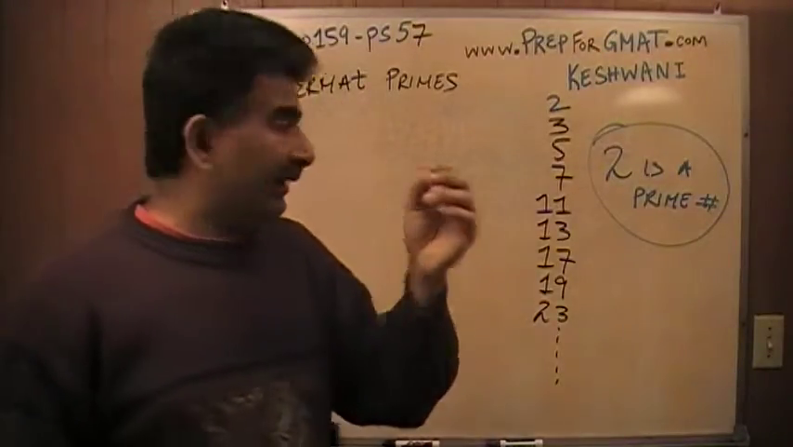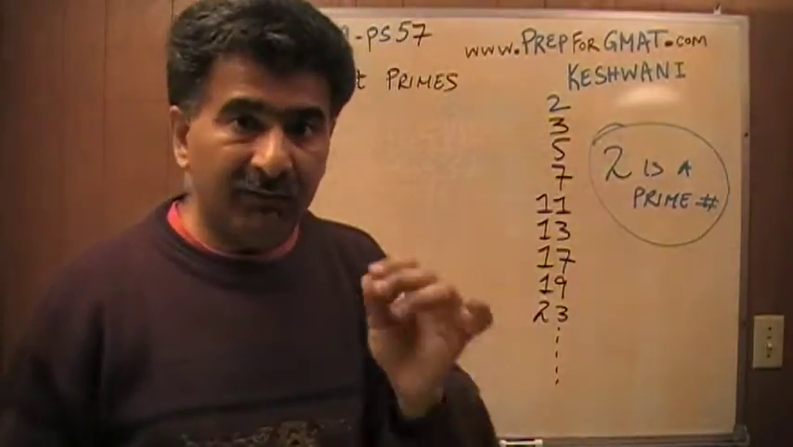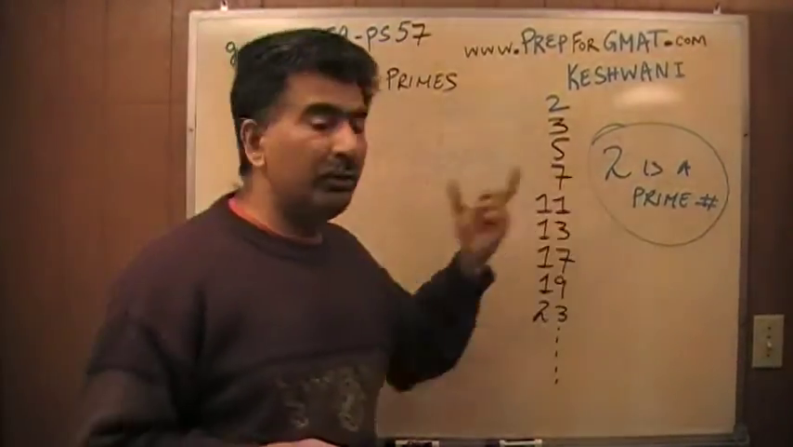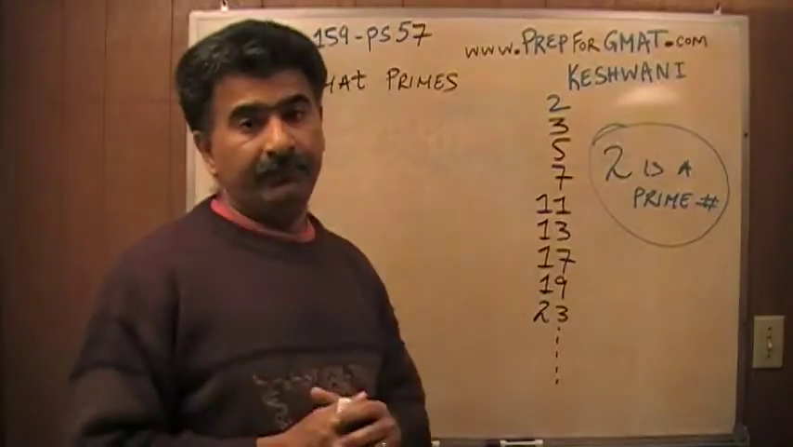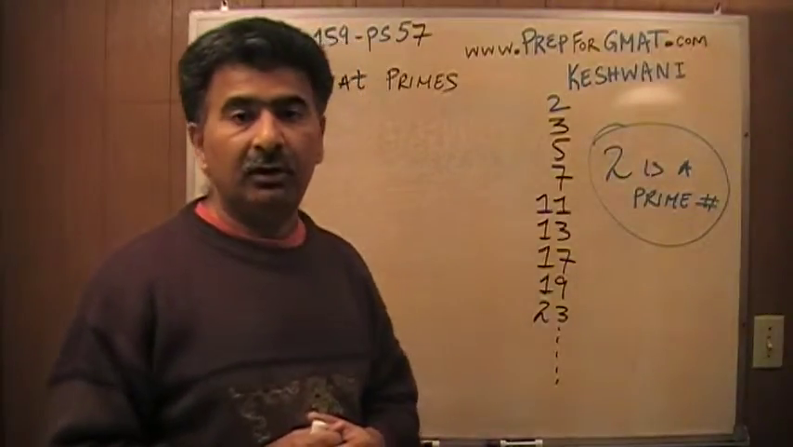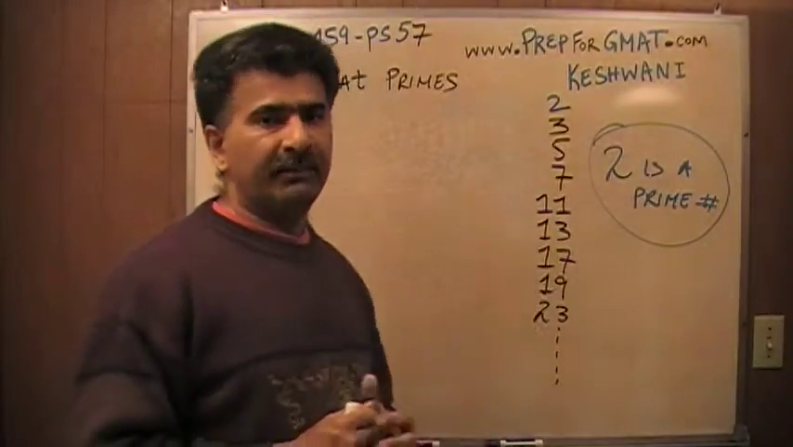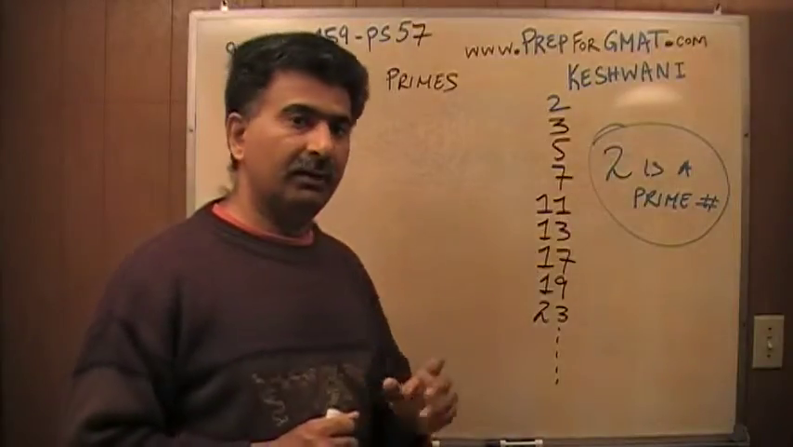The condition is that this number has to be divisible only by itself and 1. Of course, the only numbers that you can divide 2 by are itself and 1. So it meets the qualification. It meets the requirement to be a prime number. So therefore 2 is a special prime number.